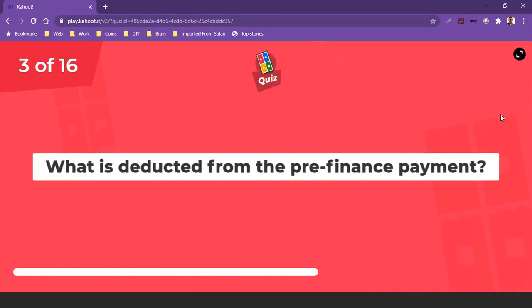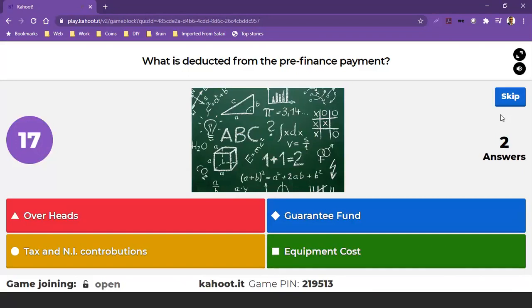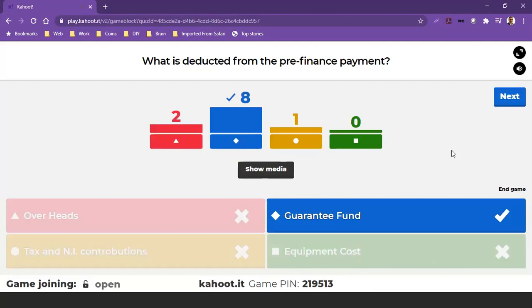What is deducted from the pre-finance payment? So the options are overheads, guarantee fund, tax, and then NI contributions or equipment costs. Time's up. So the guarantee fund is the only thing that is removed or basically retained by the European Commission when passing you the pre-finance payment. Next question.